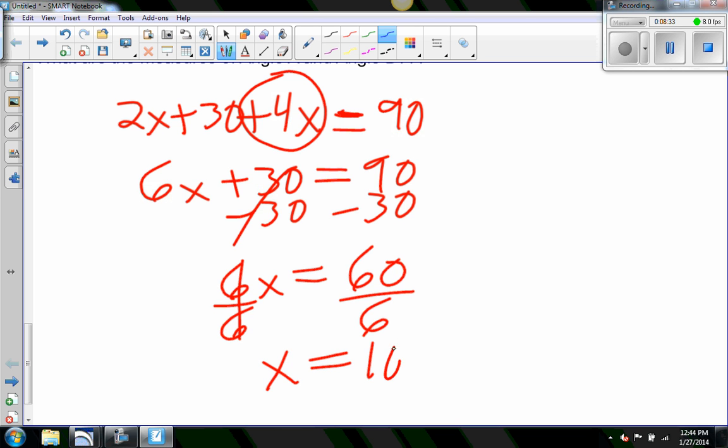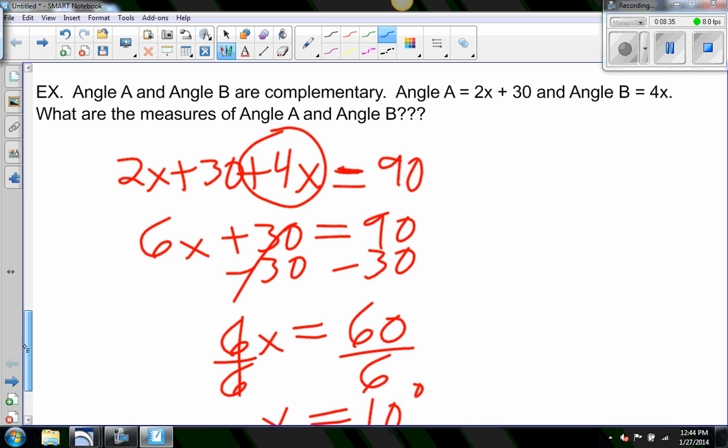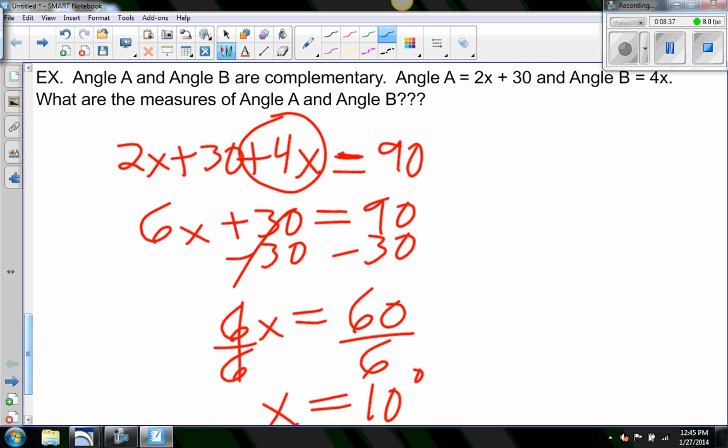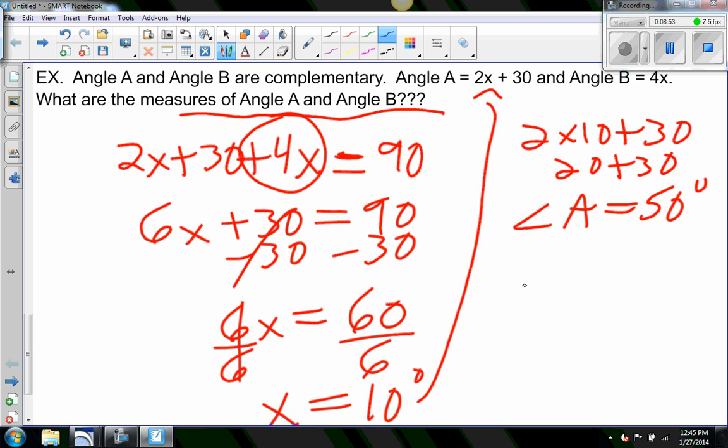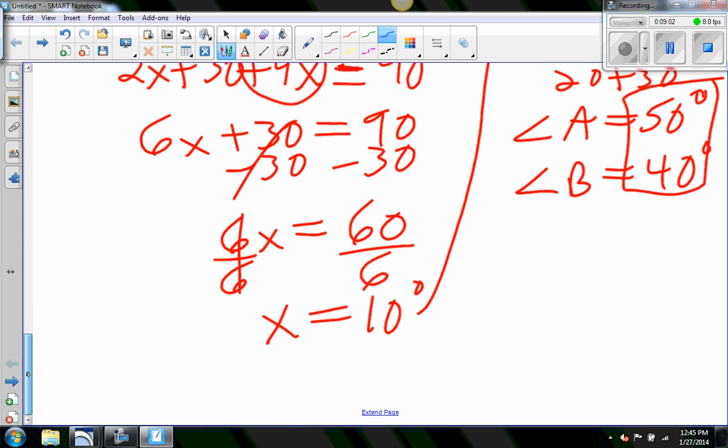So my x is 10 degrees, but does that answer the question? It doesn't say what is x. It says what is the measure of angle A and angle B. So I need to plug my 10 in here. 2 times 10 plus 30. So 20 plus 30. So angle A equals 50 degrees. And angle B, well, 4 times 10, 40 degrees. Do 40 and 50 add up to 90? Yes, they do. They have to, otherwise they wouldn't be considered complementary angles.